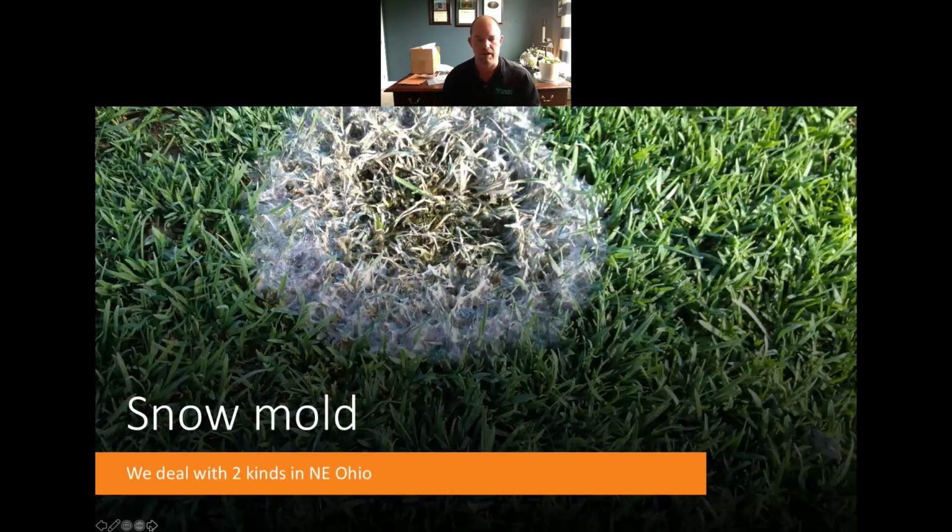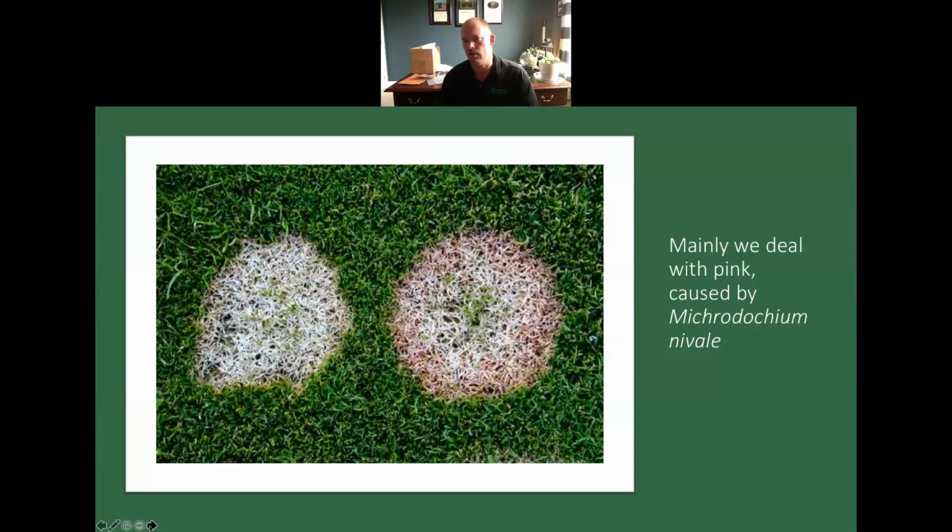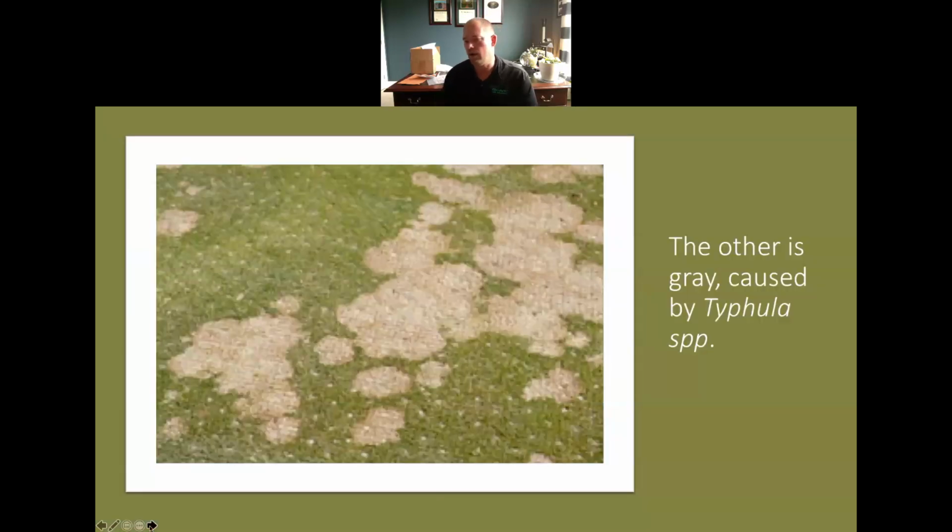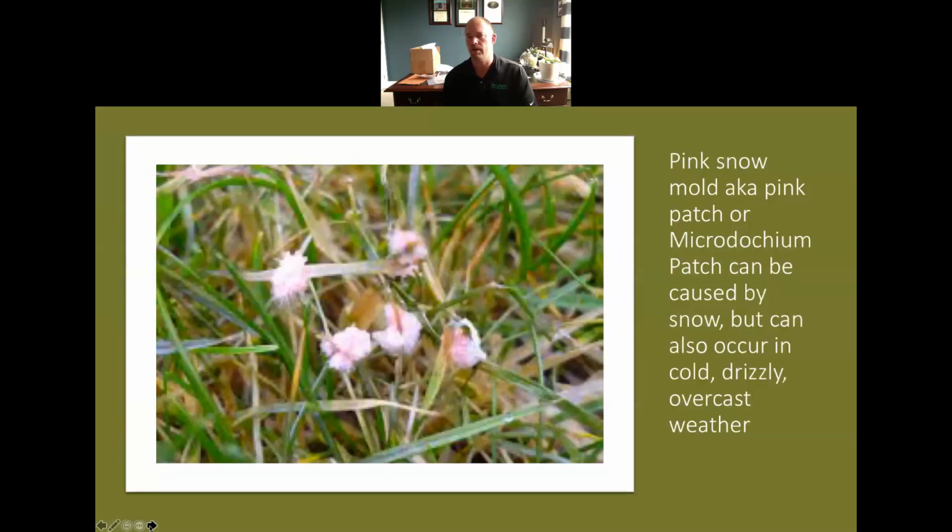We're really dealing primarily with two kinds up here in Northeast Ohio. Mainly, we're dealing with pink snow mold, which is caused by Microdochium nivale. The other one that we do see, and we actually saw this one this year, which is why I had the extra credit assignment to go find it, is caused by Typhula. There are a couple of different Typhula species that can cause this, and there's a subtype of gray snow mold called speckled snow mold, caused by Typhula ishikariensis. But typically your Typhula species are what's causing the gray snow mold.